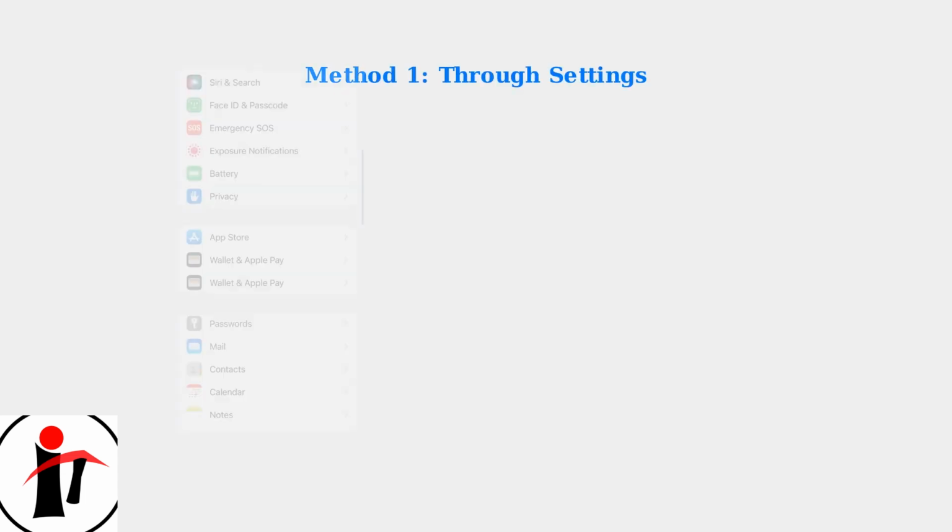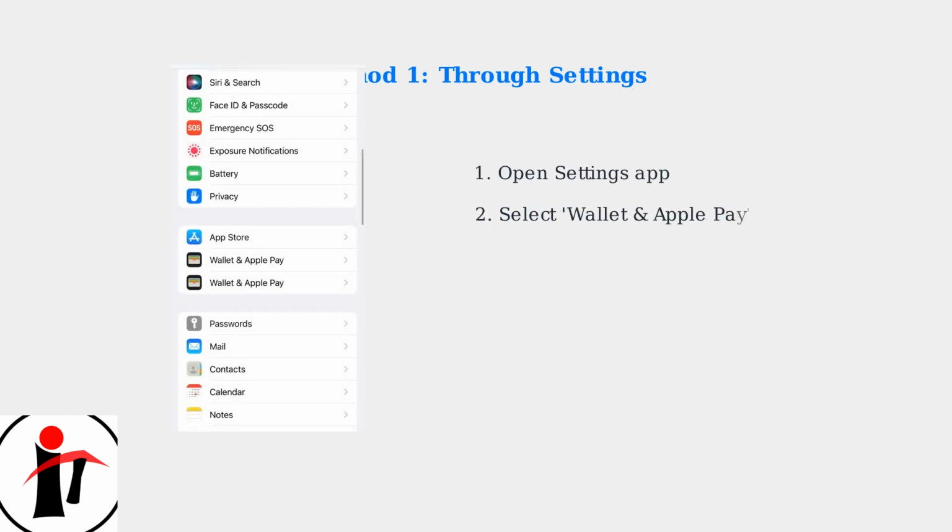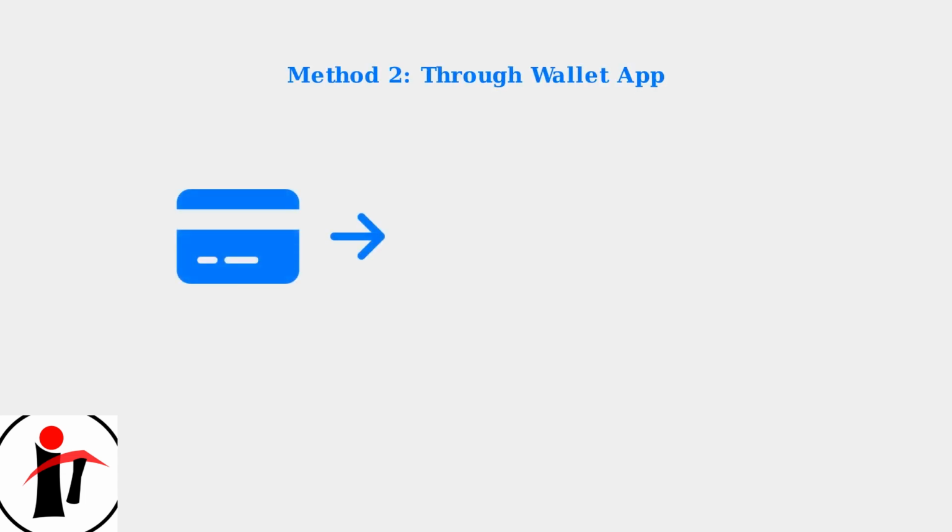Method 1. Remove Apple Cash through Settings. Navigate to Settings, then select Wallet and Apple Pay from the menu. Find Apple Cash in the Payment Methods list, then toggle it off or select Remove Apple Cash to confirm the action.